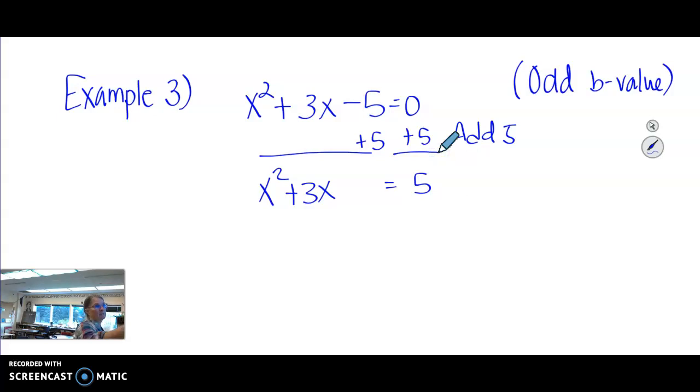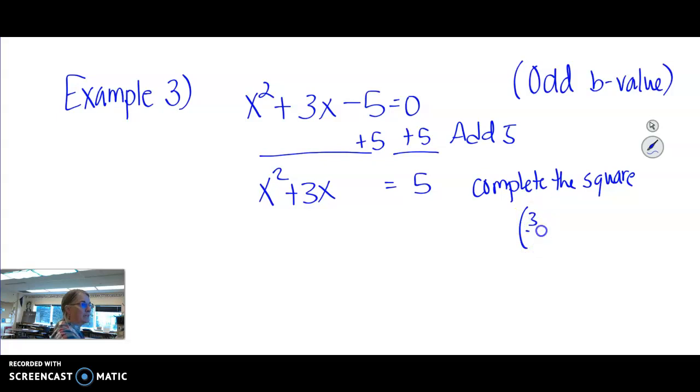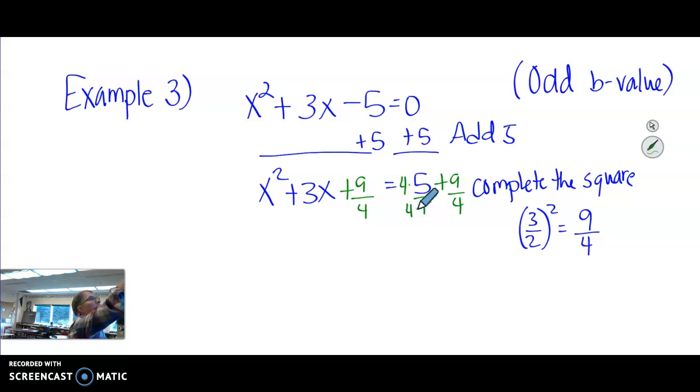So my b value is 3. You do the same thing. You take half of b, half of 3, squared, so square the fraction. So 3 squared is 9 and 2 squared is 4. So we're going to add 9/4. So we have to add 9/4 over here. And I'm going to turn that 5 into a fraction by putting it over 1. And I'm going to need to find a common denominator, which is 4.